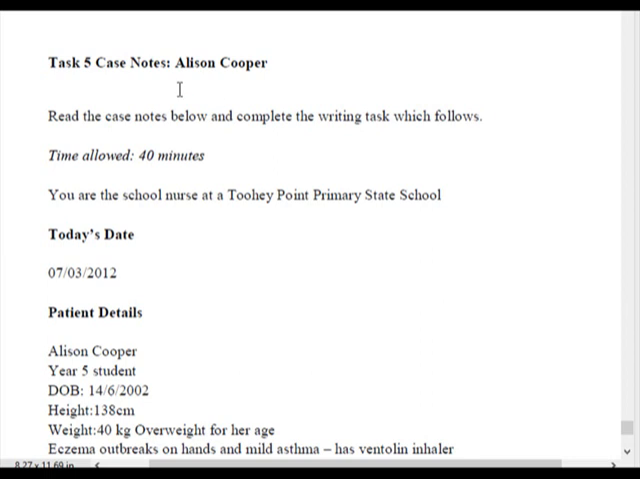So today we are going to speak about this case note for Alison Cooper.